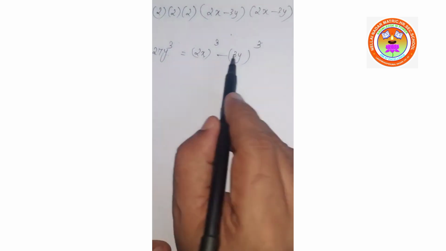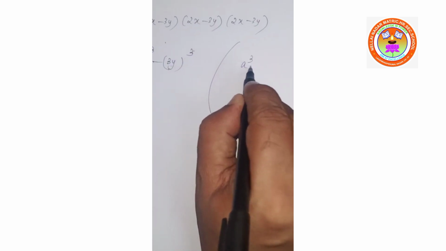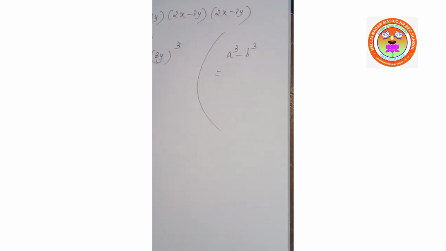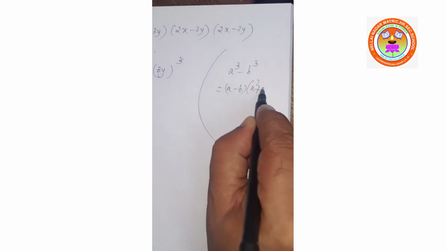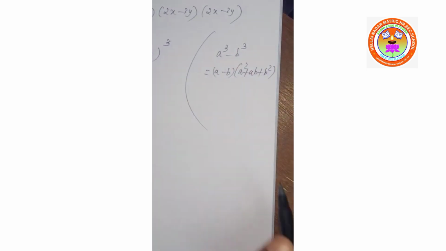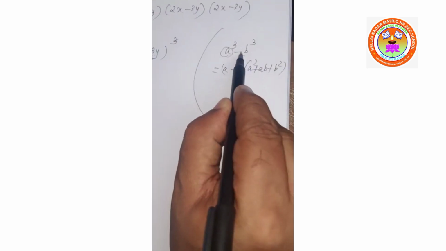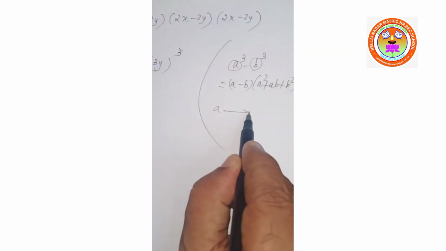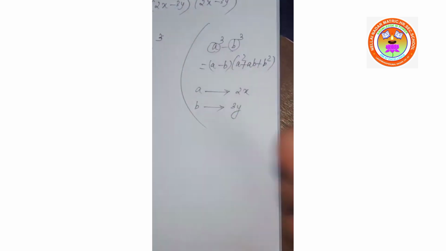Here you can apply the identity a cube minus b cube. A cube minus b cube, already I have given that. A cube minus b cube, that is equal to a minus b into a squared plus ab plus b squared. This is the identity. Compare these two. Which one is a? 2x. Which one is b? 3y. A, that is 2x. B has to be replaced by 3y in that formula.